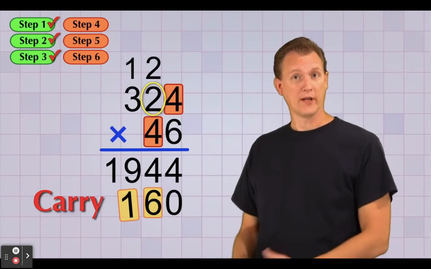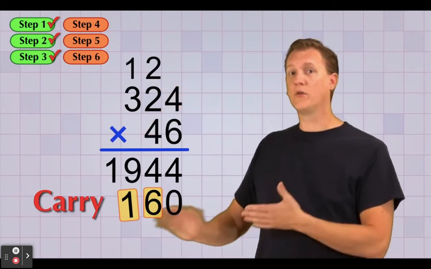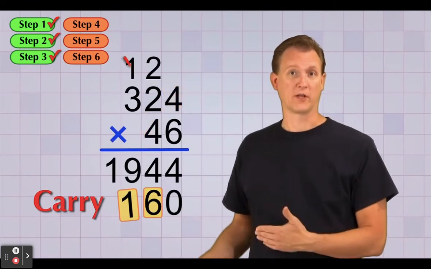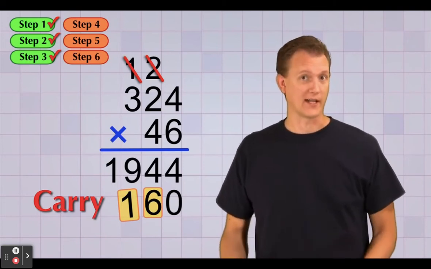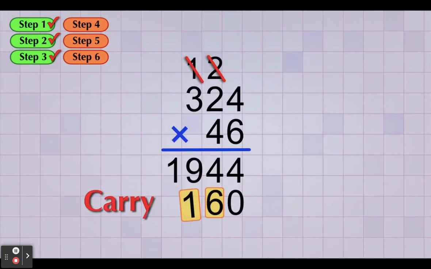But before we can carry it up to that place, we need to cross out all the digits that we carried from our first answer line, because we've already used them. We don't want to accidentally add them to our second answer line. There. So now we can carry our 1 to the top of the tens place, which means it will go in the column above this 2, because that's the next top digit that will multiply with our bottom digit.